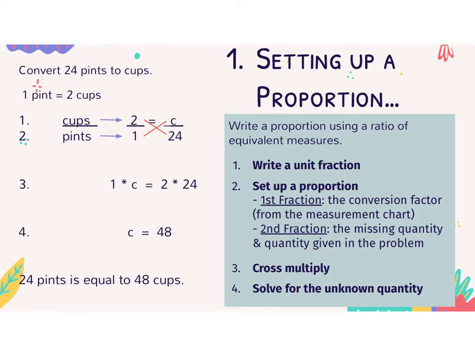There are two ways we can convert customary measurements. The first is by setting up a proportion. We will write a proportion using a ratio of equivalent measures. First, we will write a unit fraction. Our problem to the left says to convert 24 pints to cups. On our star resource chart, we see that 1 pint equals 2 cups.